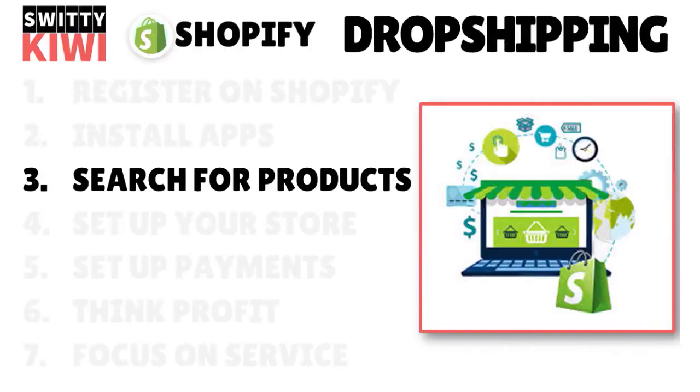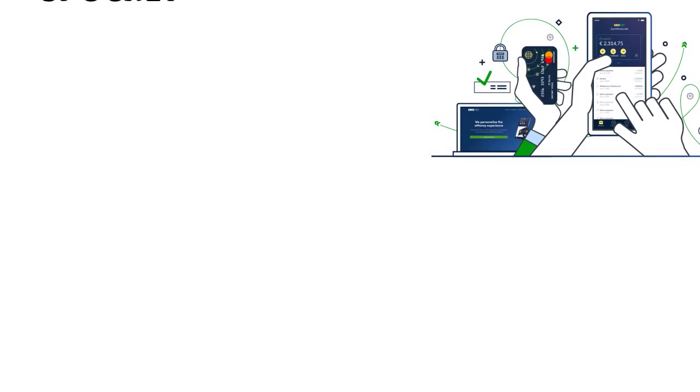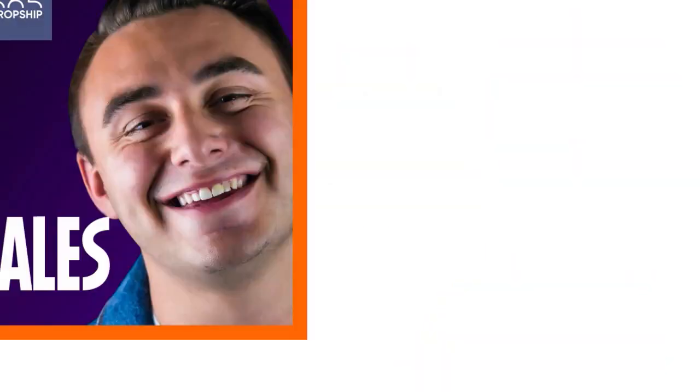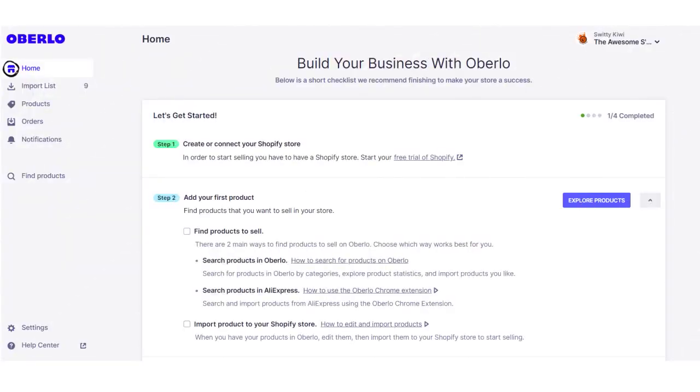Step number 3, folks. You want to search for products. This is where things become very interesting, very exciting, right? Remember, it's all about creating a Shopify dropshipping store. So you search for products, and let's use Oberlo in this example.